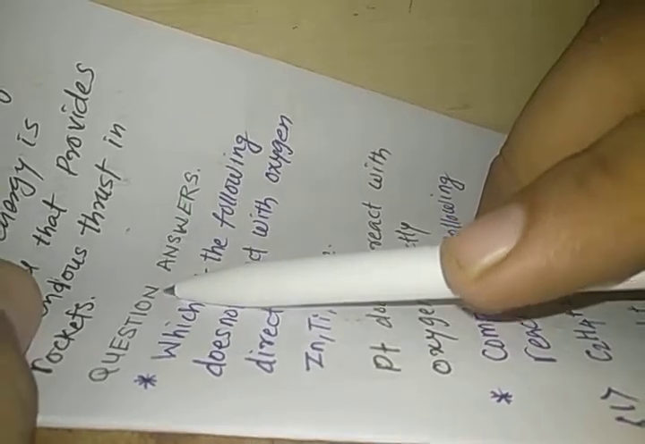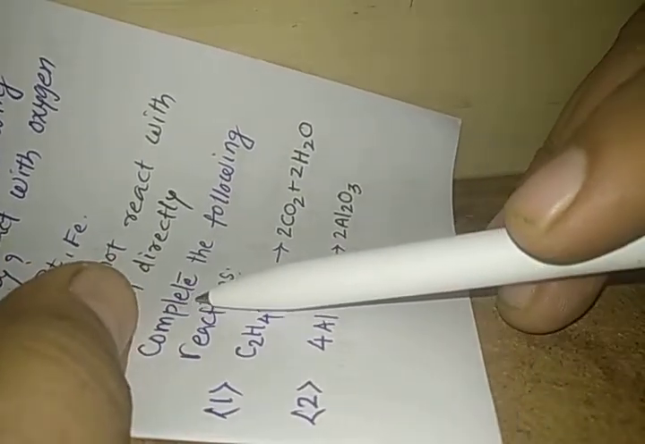Now we are going to study a few question answers that belong to this part. Which of the following does not react with oxygen directly: zinc, titanium, platinum or iron? The answer is quite simple: platinum does not react with oxygen directly. All the other metals react directly with oxygen.